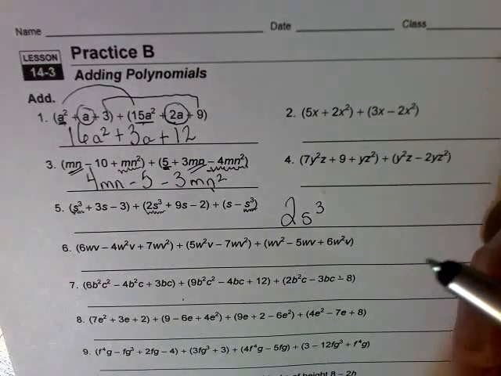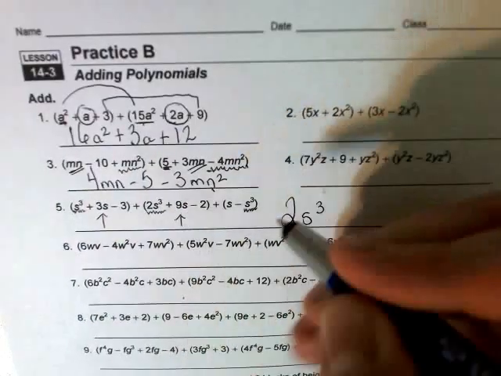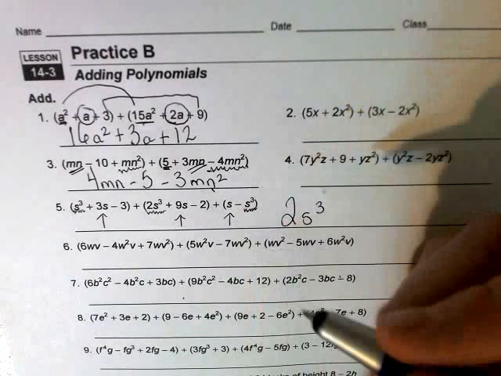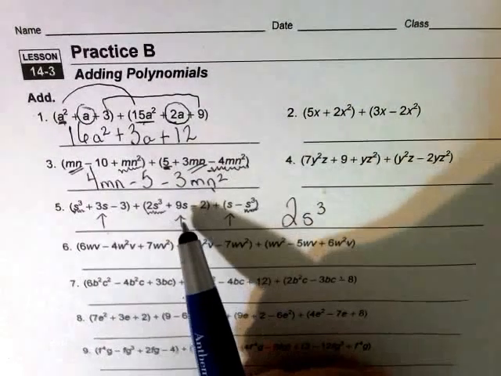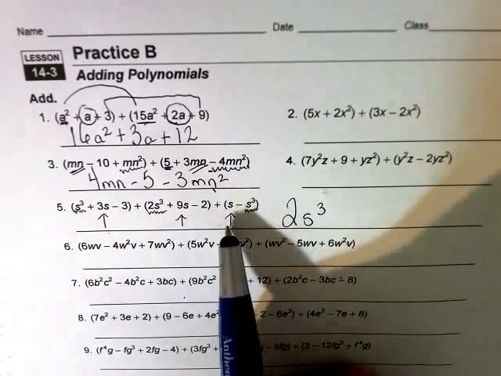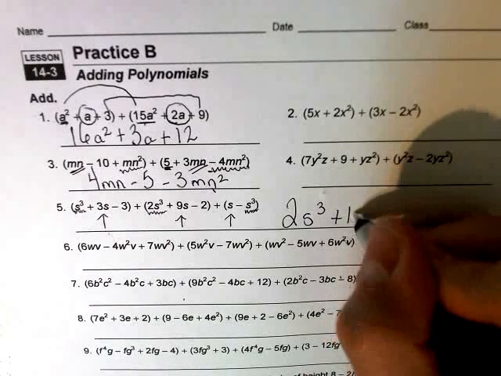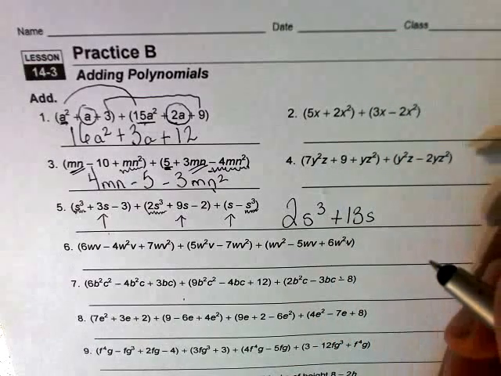All right, let's grab the things that are just s now. Here we've got 3s, here we've got 9s, and here we've got s. So 3s plus 9 more s's is going to change into 12 s's, plus another s out here is going to change into 13 s's. And now we've taken care of all those.